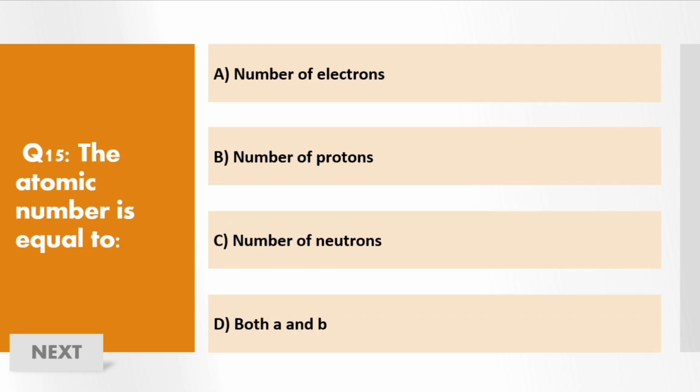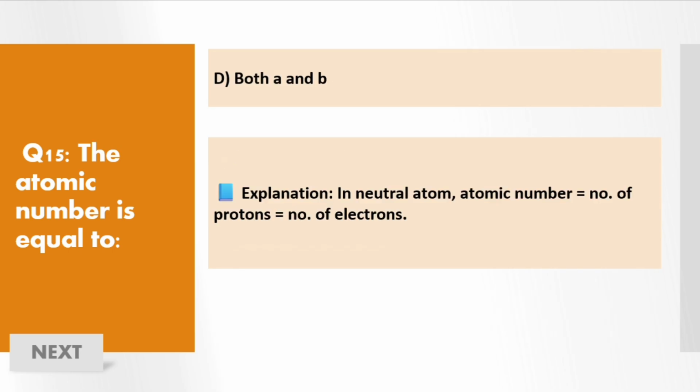Q15. The atomic number is equal to A. number of electrons, B. number of protons, C. number of neutrons, D. both A and B. Correct answer: D. both A and B. Explanation: In a neutral atom, atomic number equals the number of protons equals the number of electrons.